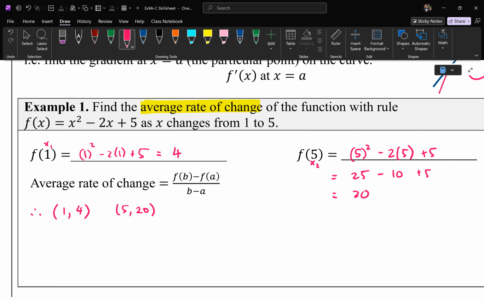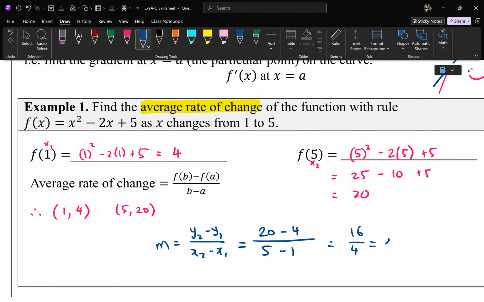Back in Year 9 skill, because they're asking for the average rate of change, I'm really just asking, what's my gradient? Here we go. Back in Year 9, m equals y2 minus y1 over x2 minus x1. And you can just do 20 minus 4, 5 minus 1. So I'll do the y values first. 20 minus 4 over 5 minus 1. And I get 16 over 4, which is 4. What does this mean?